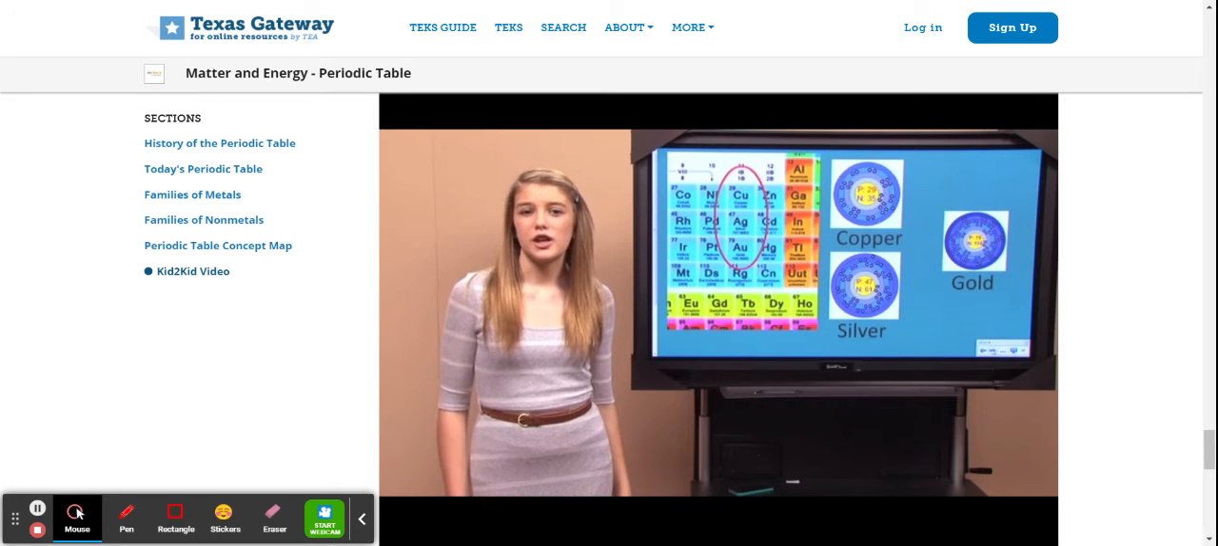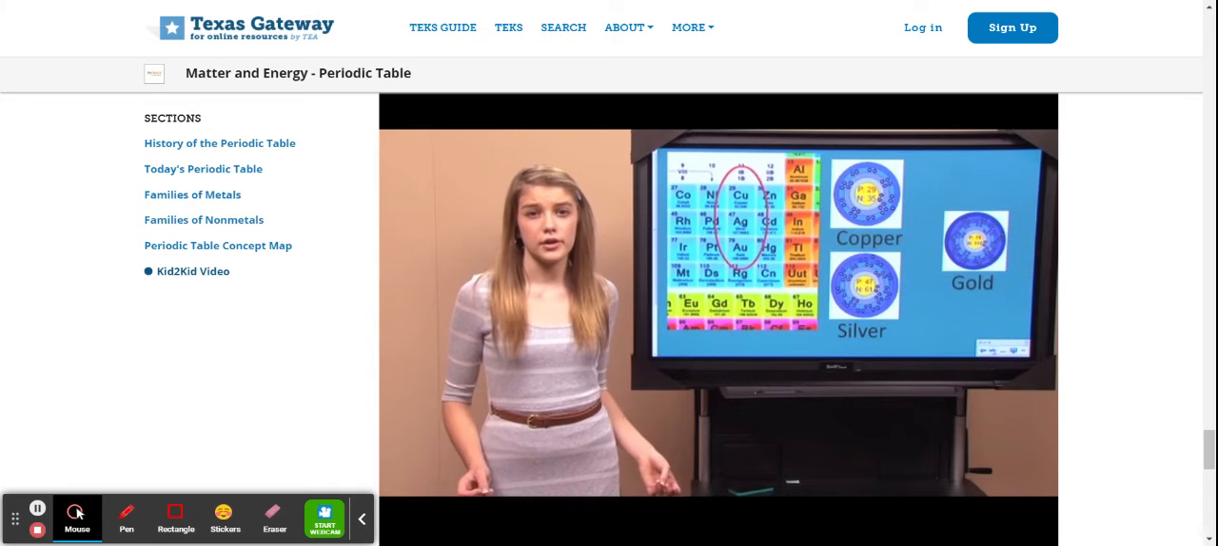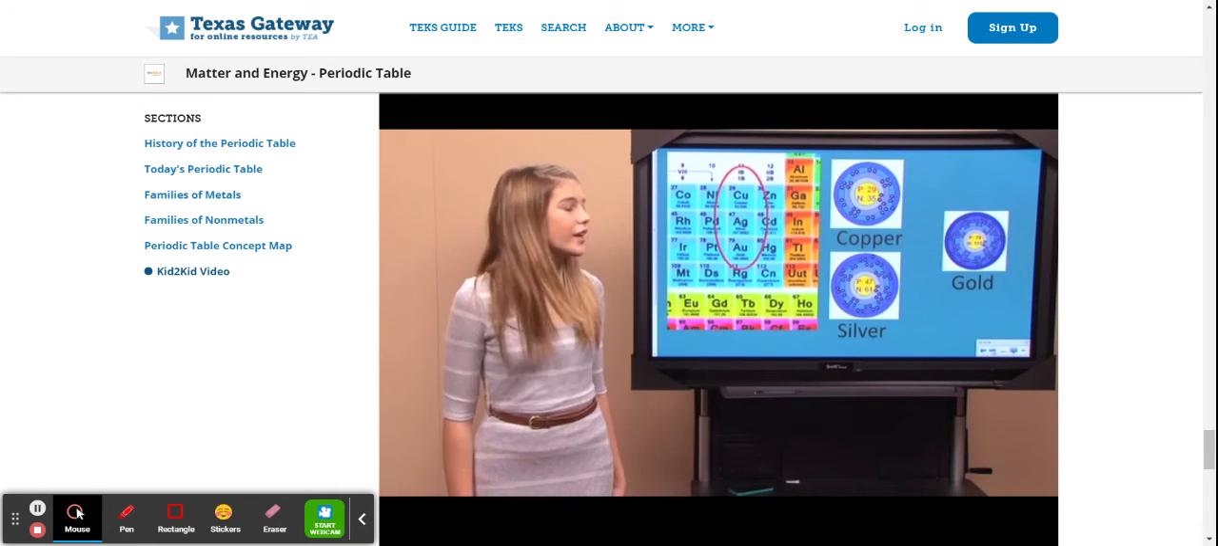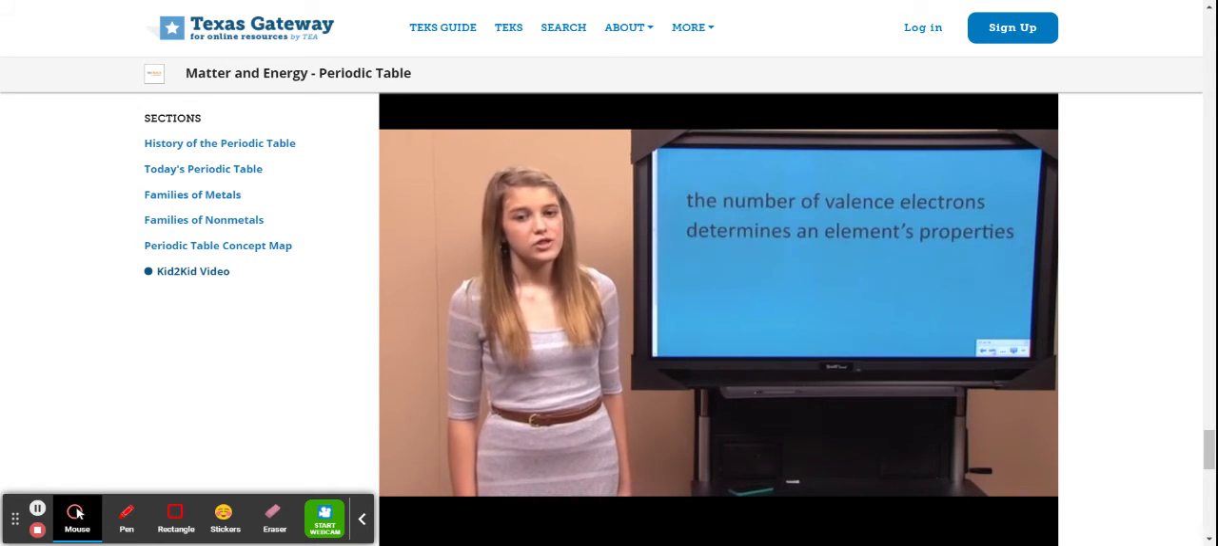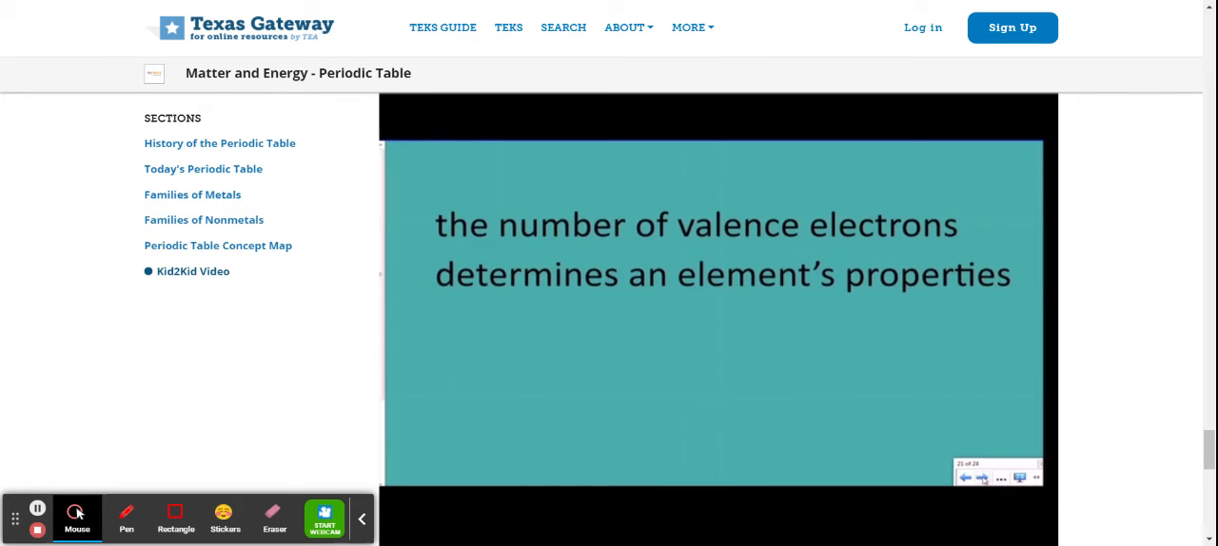Here's why the number of valence electrons is so important. The number of valence electrons determines the properties of that element. That's real important to know. So since copper, silver, and gold all have the same number of valence electrons, they're put in the same group. And since they're in the same group, they must have the same chemical properties.